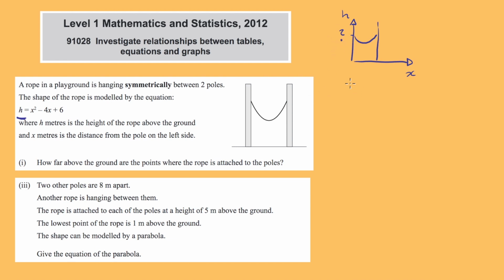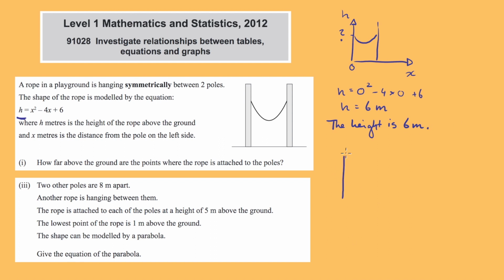How can I find this? Well, on the y-axis, x is equal to 0, and I can substitute this into the equation, which leaves me with h is equal to 6. For applied questions, always see whether you can interpret your answer in the context. I'm going to write the height is 6 meters.